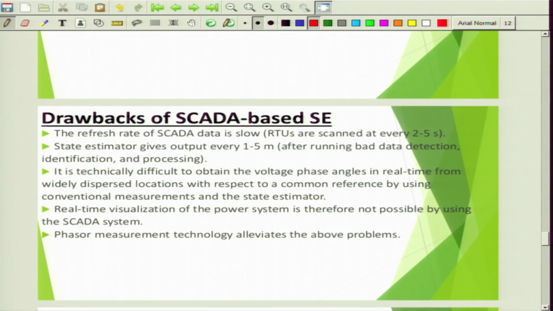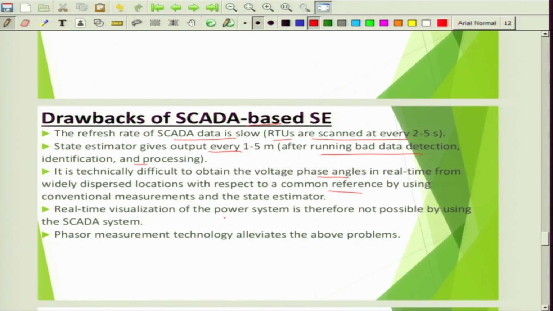So some drawbacks of the SCADA based state estimator: the refresh rate of SCADA data is slow. Remote terminal units are scanned every 2 to 5 seconds, and the state estimator gives output every 1 to 5 minutes. After running bad data detection, identification and processing, it takes a lot of time. So it is technically difficult to obtain the voltage phase angles in real time from widely dispersed locations with respect to a common reference by using conventional measurements in the state estimator. Basically, synchronization is not so easy, as these have different time scales.